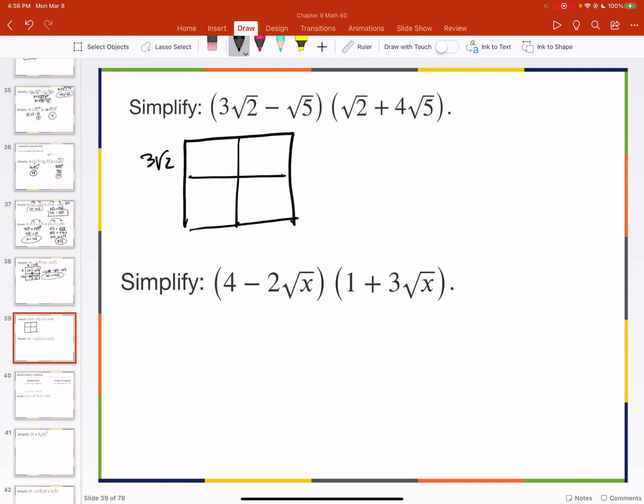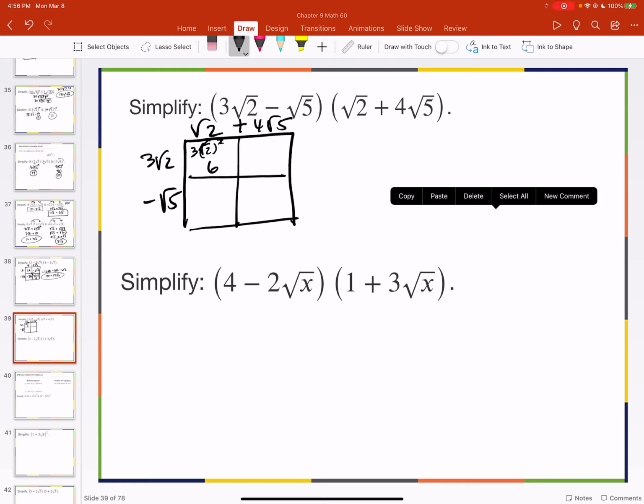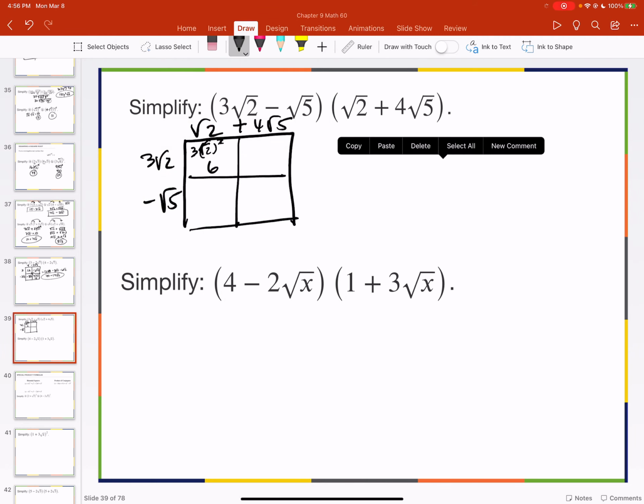3 root 2 minus root 5 times 2 root 2 plus 4 root 5. So then just multiplying. So 3 root 2 times 2 root 2, the root 2's will become 2, so that's 6 times 2 which is 12, no wait, that cancels out, so you just get 12. And then the other one here is going to be 12 square root of 10, and root 2 times negative root 5 becomes negative square root of 10.